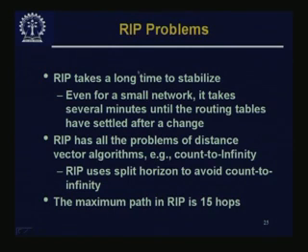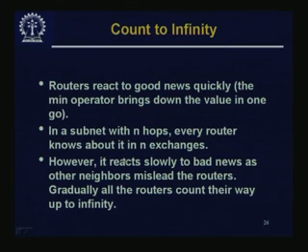There are some problems with RIP. RIP takes a long time to stabilize. Even for a small network, it takes several minutes until the routing tables have settled after a change. So, that is one problem with RIP, and RIP has all the problems of the distance vector algorithm, for example, count to infinity. We will come to this specific problem later on. RIP uses split horizon with poisoned reverse, as it is usually said, to avoid count to infinity. Once again, we will tell you what it is when we discuss that.